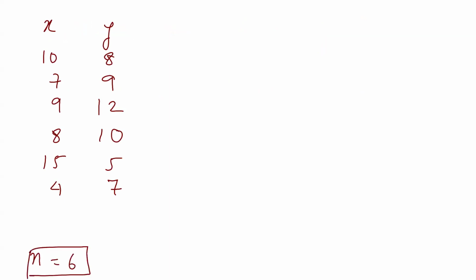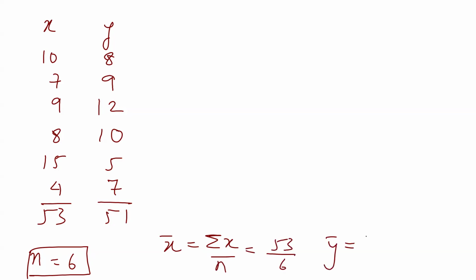And first and foremost, we should always target to find out x bar and y bar. So if we add these values, 10 plus 7 plus 9, I'm using a calculator over here, plus 8 plus 15 plus 4, that's 53. And the second set of values, 8 plus 9 plus 12 plus 10 plus 5 plus 7, that's 51. X bar, summation x upon n, we all know this, 53 upon 6. And y bar, summation y upon n, 51 upon 6.